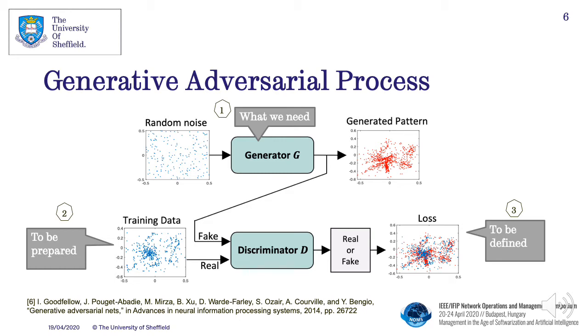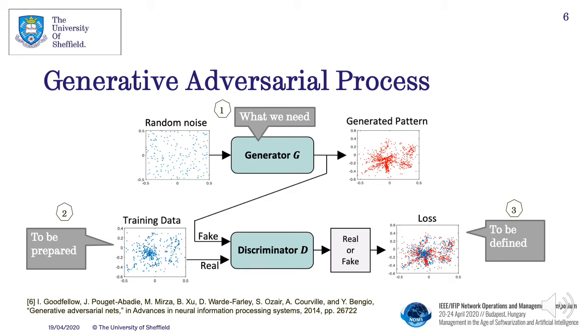When we want to solve the problem, we first say that the generative adversarial process is important. So firstly, what we need is a generator. From the left side, the input is random noise of the coordinates of users. When it goes through the generator, it can generate a traffic pattern, a user distribution.